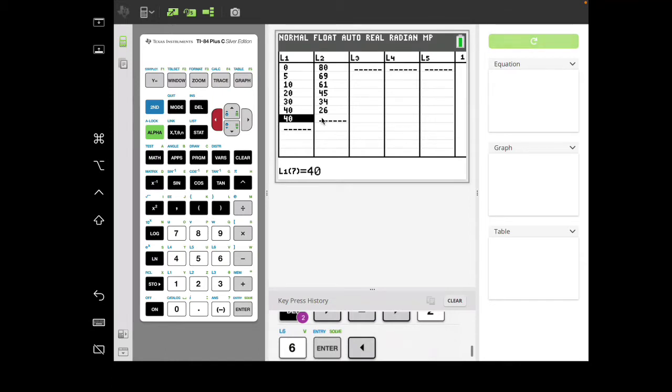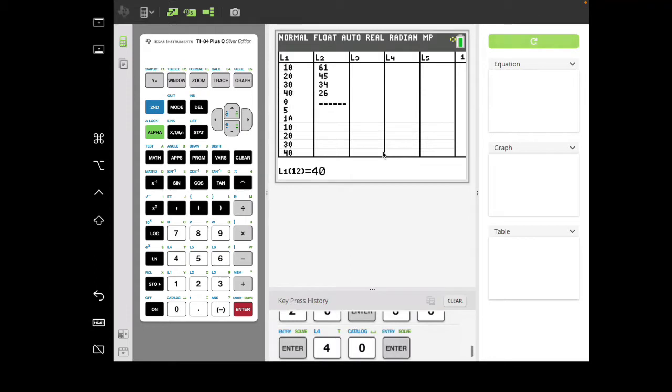Ignore this 40 right now. Once you enter your L1 and your L2, your time is going to go into L1 and your temperatures are going to L2. This is trial number 1. What you're going to do is continue with trial number 2 and trial number 3. So you're going to have to enter 0 again, then 5, then 10, then 20, then 30, and then 40. You're entering those same values for L1, and for L2 you're going to put 75 for 0. So I'm on trial number 2 right underneath.